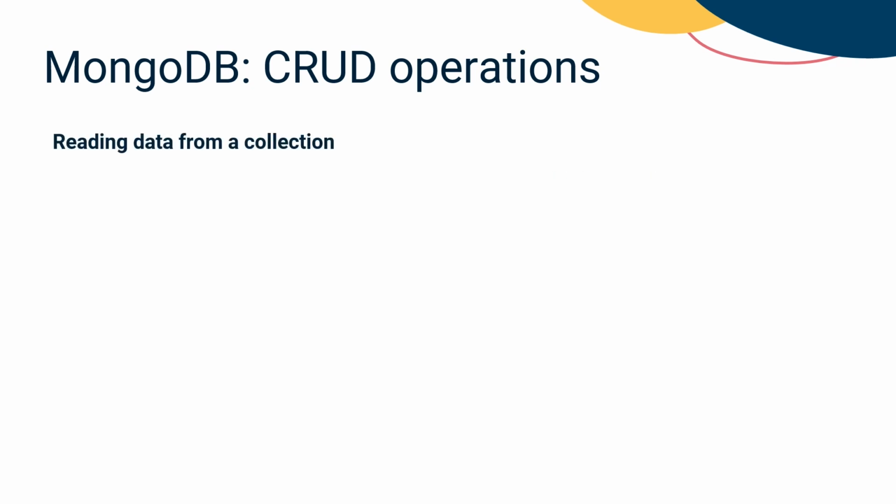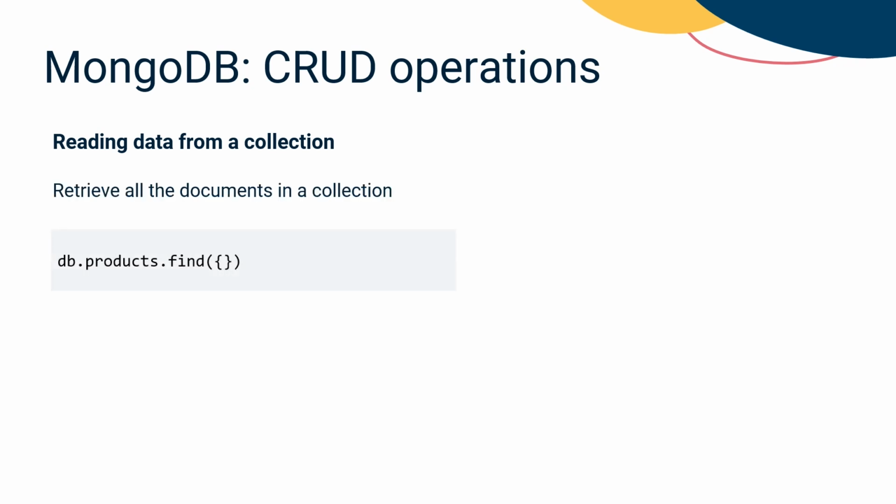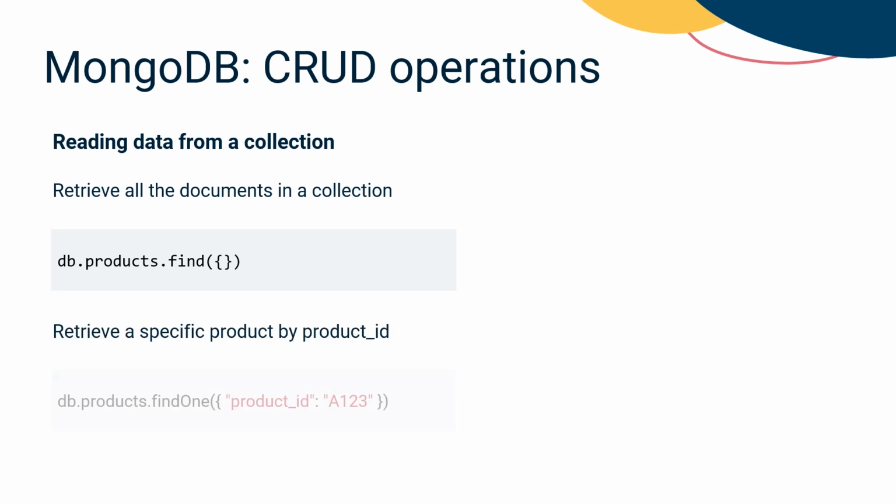Now, let's see how to read data from a collection. This code retrieves all the documents from the products collection using the find method. Next, this findOne retrieves only one document representing a specific product with the specified product ID. The findOne method returns the first matching document.